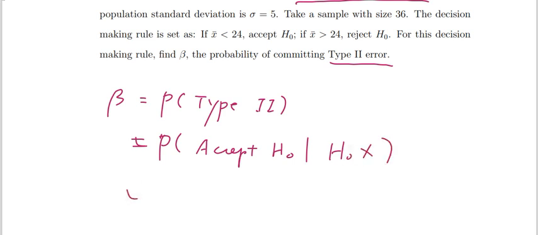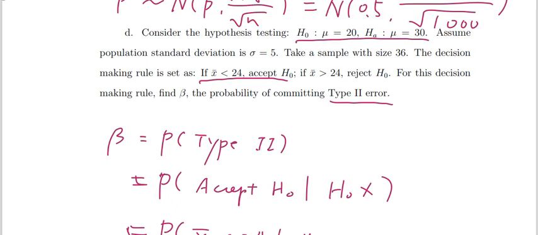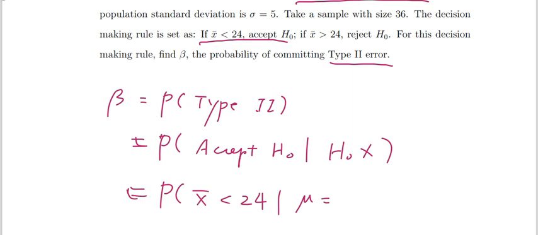Okay. So let's say that we accept H0 when x bar is less than 24. So when H0 is not true, we have to pick HA. So here we have only 2 options, mu equals 20 or mu equals 30. So here we have to pick mu equals 30, right?